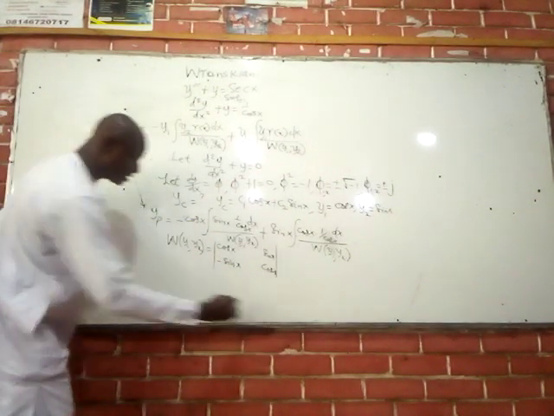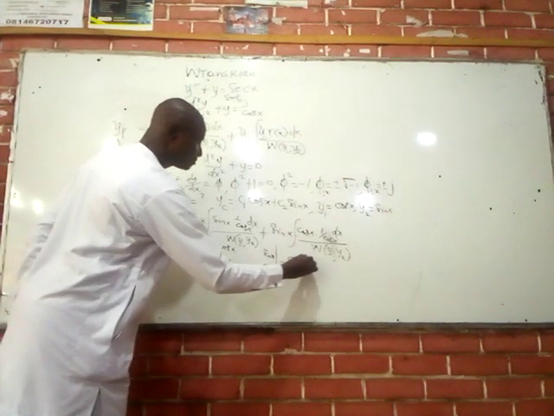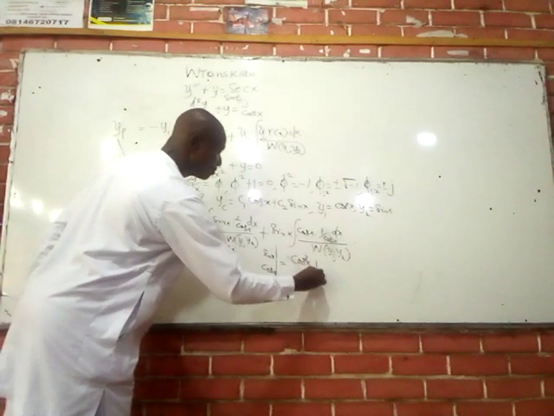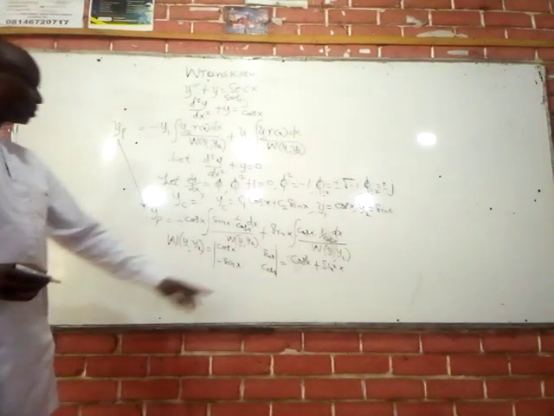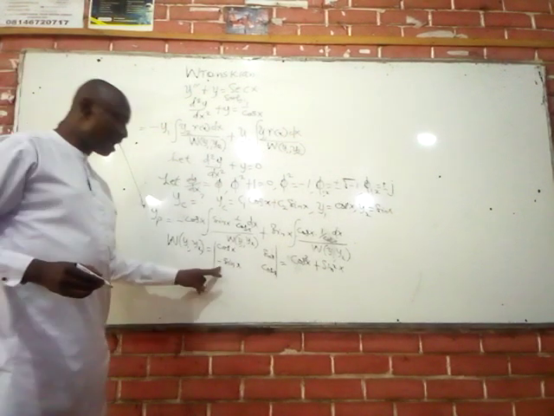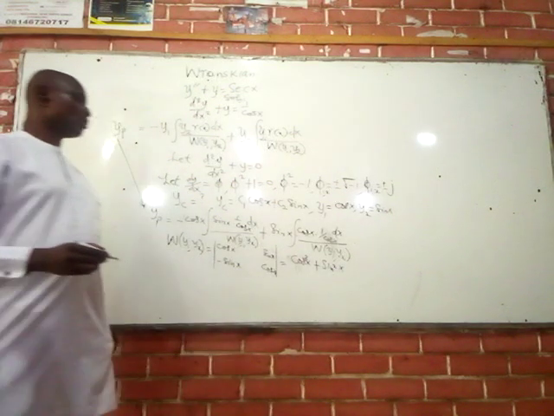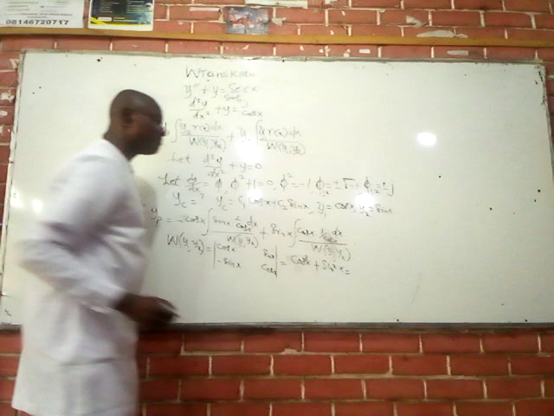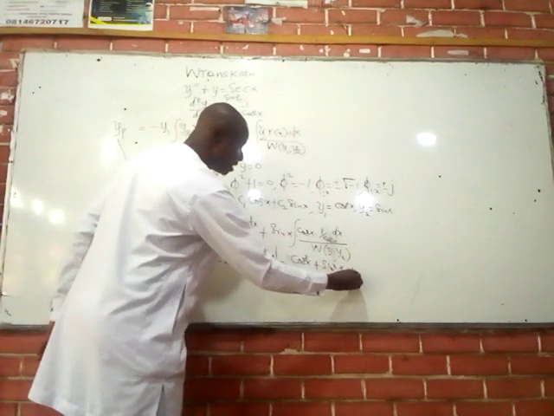So at this point, we are going to have cos squared x plus sine squared x. That is to say, cos x multiplied by cos x gives cos squared x, minus minus sine x times sine x gives plus sine squared x. Now, in the trigonometric identity, cos squared x plus sine squared x is equal to 1. Take note.